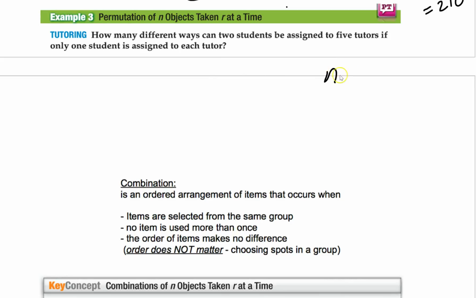And now here's a trick to order matters. I'm using nPr. Here's a quick trick. The bigger number should always be n. So this is my n, this is my r, right? This has to be the bigger number. So this is going to be 5P2.